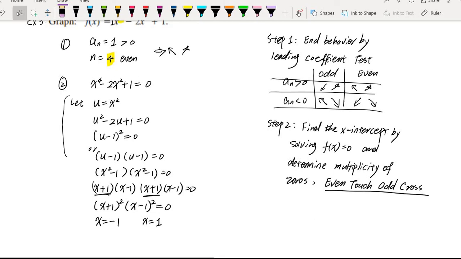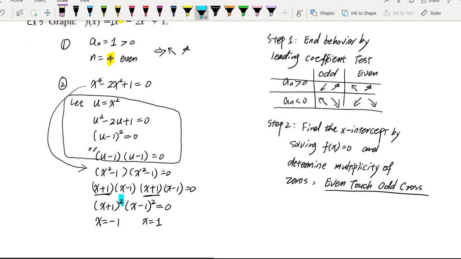If you could just, from here, right away, factor it, then you can skip this let u be x squared form, okay? So if you can't, you can use the letter u to replace x squared. But either way is fine, okay? So once we have this, we have to determine the multiplicity of zeros. So now we look. Okay, we got x equal to -1. The multiplicity of -1 is what?